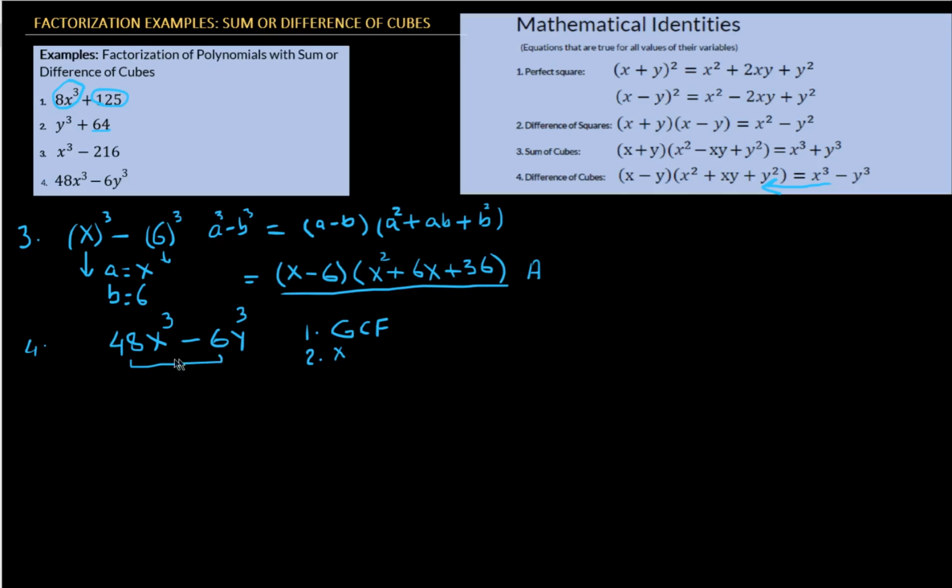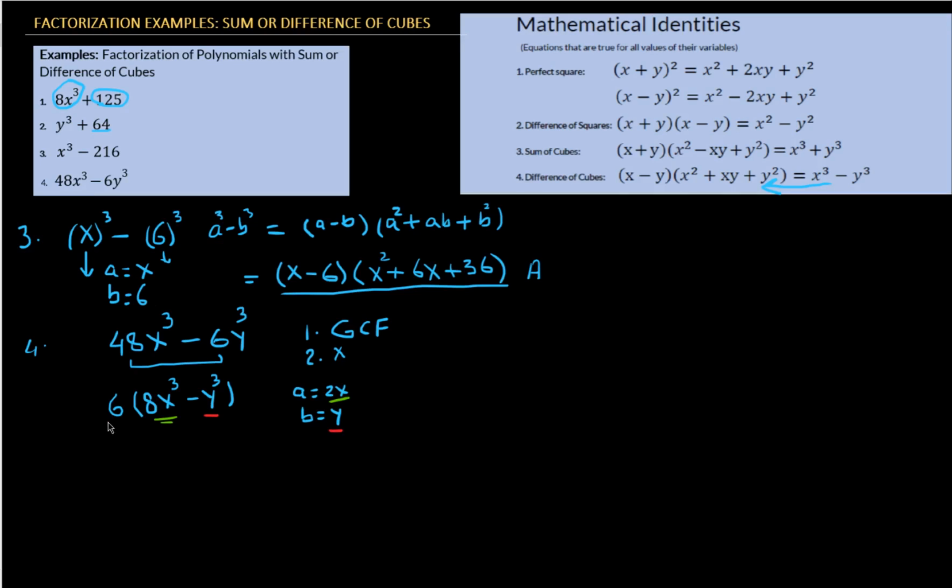So first we take common. So 6 is common. So we take 6 common. Now what will be left inside? 8x cube minus y cube. Now it looks interesting, because 8x cube is the cube of 2x, and y cube is the cube of y. So now our a is 2x and our b is y, because this term is a cube of 2x and this is a cube of y. So this is our a and b.